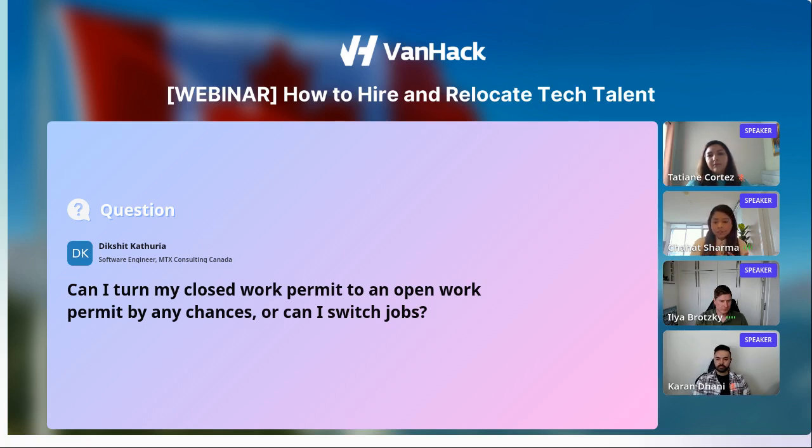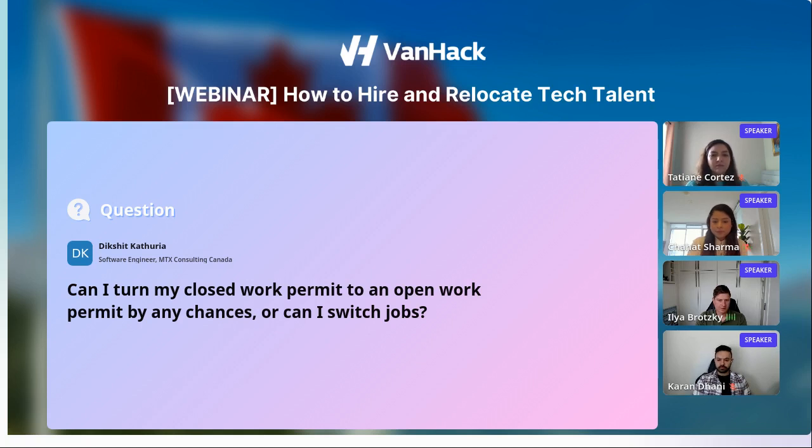So if they're looking to switch jobs, they would have to reach out to another company, find another job, and go through the whole LMIA work permit process again that Karan already covered. But there's no way to switch to an open work permit if you're a foreign worker. There are options for an open work permit based on a study permit, but for a job offer, it's always going to be a closed work permit.